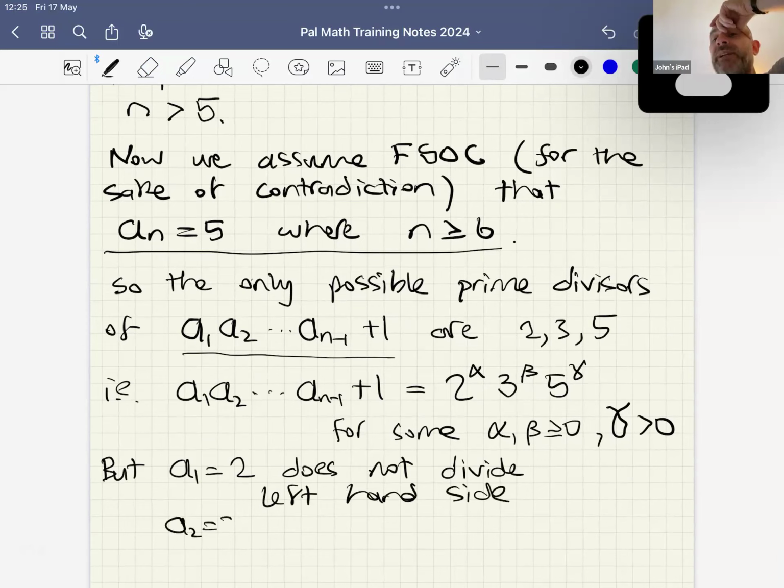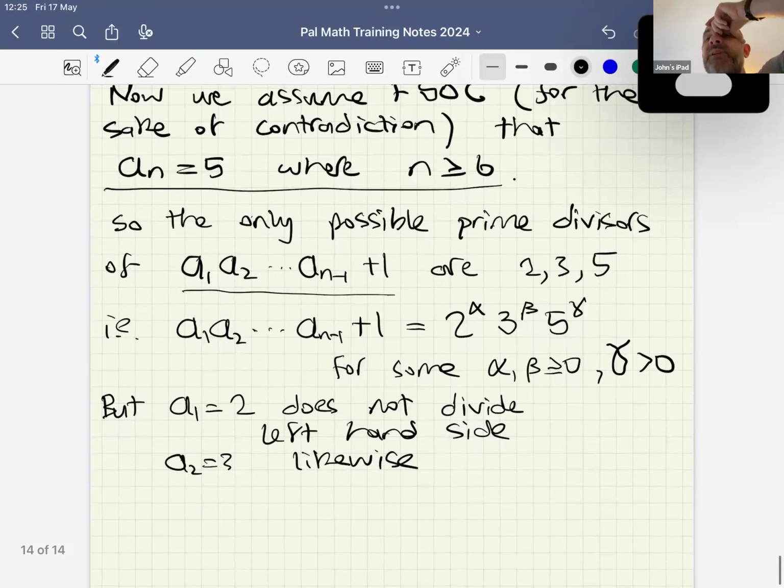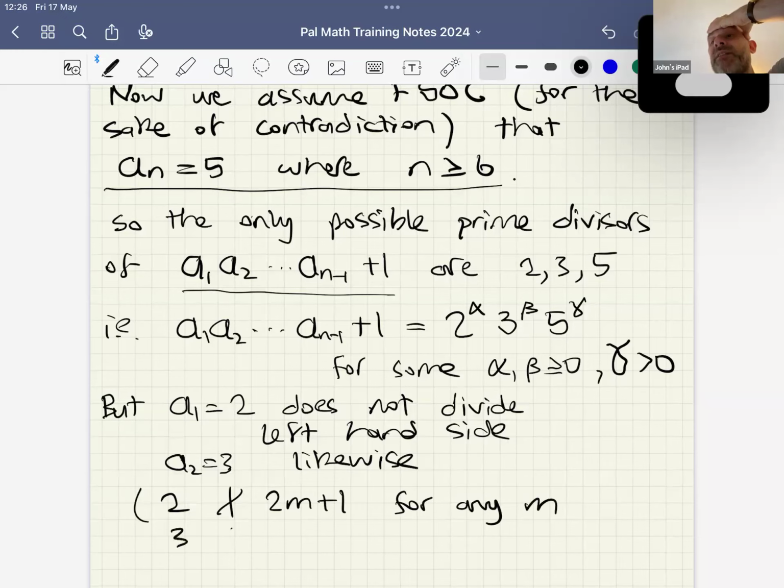And a2 equals 3, likewise. Because on the left-hand side, you've got 2 times some integer plus 1, and that's going to be an odd integer, so 2 is not going to divide it. And a similar argument tells you that 3 does not divide it, because you're adding 1 onto an integer that's divisible by 3. So 2 does not divide 2m plus 1 for any m. And 3 does not divide 3m plus 1 for any m.